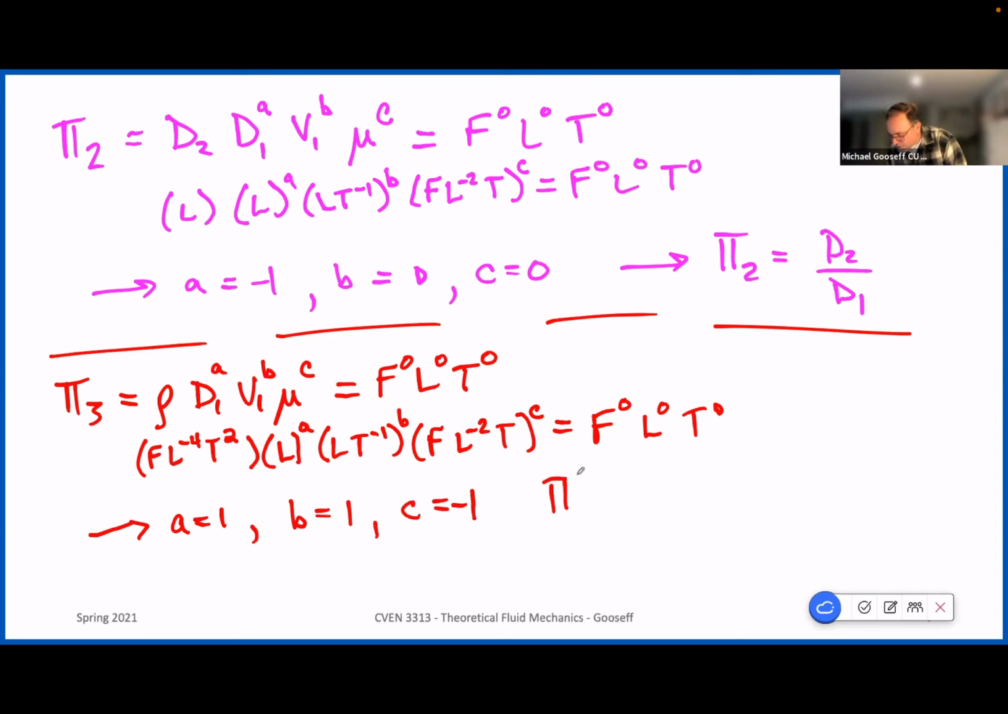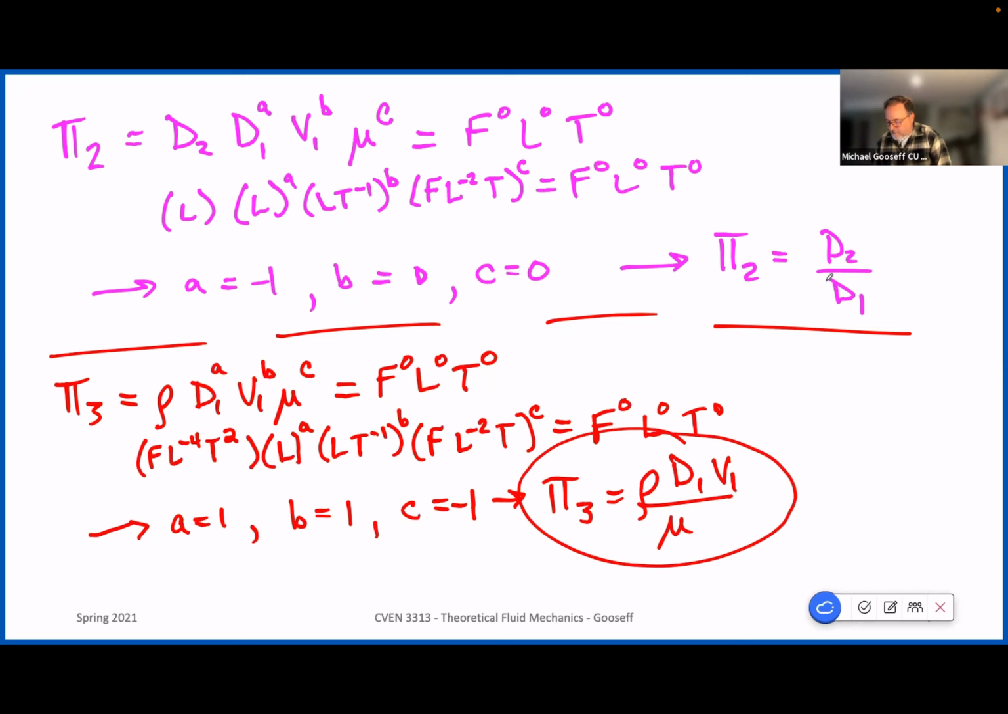So pi 2, or 3, pardon me, is now we're going to have rho, our non-repeating variable, in the numerator. And then what happens with our others? So A to the 1 means that we have D1 in the numerator. And then B is also to the first power, so we end up with V1 as well in the numerator. And then in the denominator, because we ended up with C being minus 1, we would get mu. Okay? So there's the third pi term.